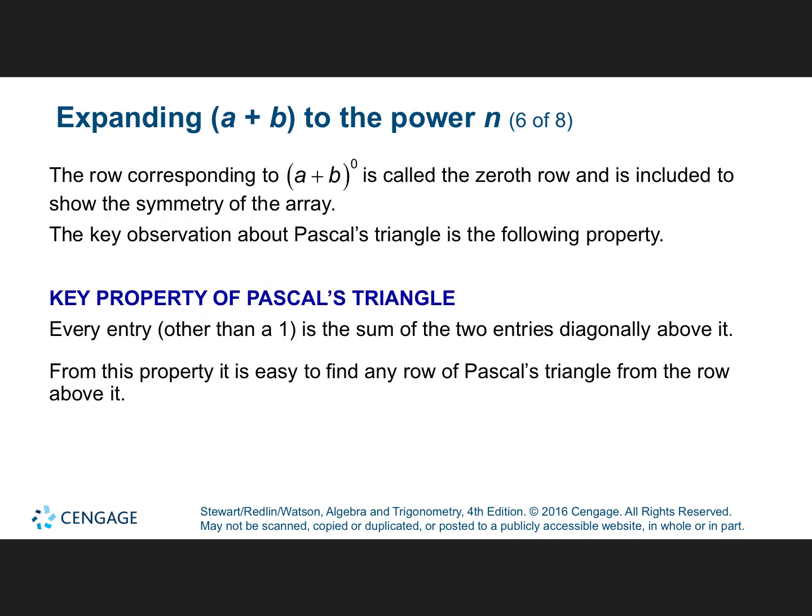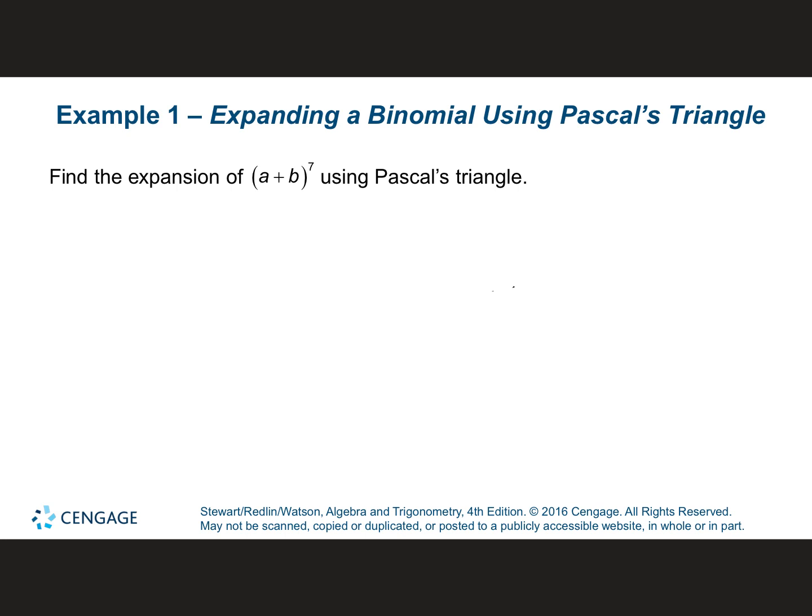If we look at the first example, it tells you to find the expansion of a plus b to the 7th power using Pascal's triangle. The way you can do this is to rewrite the first term within the binomial to the highest power. Then to the right of that, it'll be to the next highest, and so on, all the way down to 0.